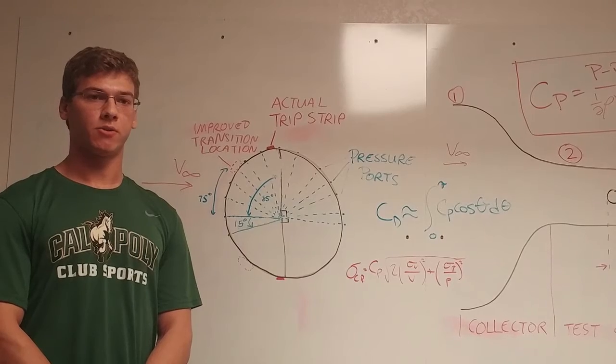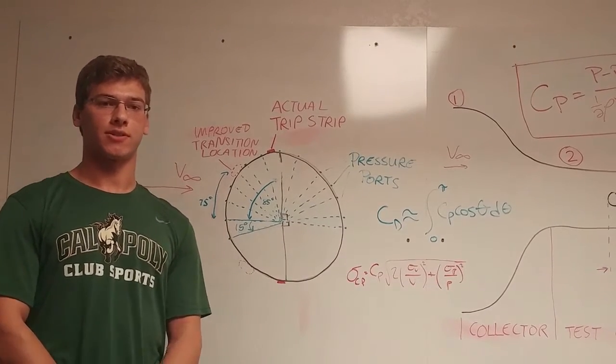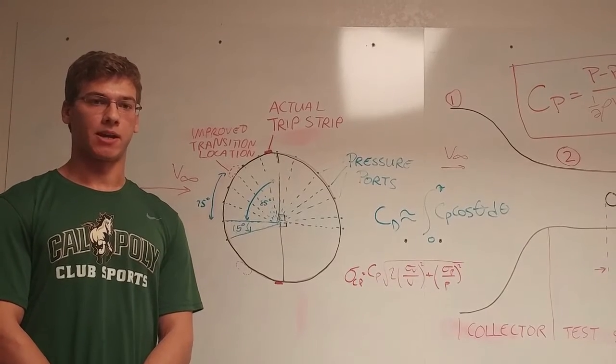Finally, to get drag coefficient, we divided drag by the appropriate dynamic pressure times the frontal area of a cylinder, since it is a bluff body, which is diameter times length.